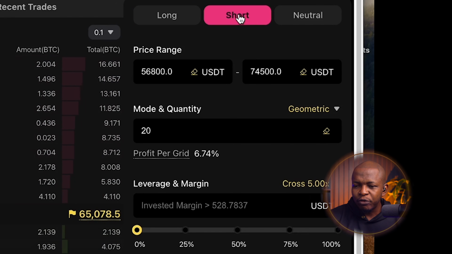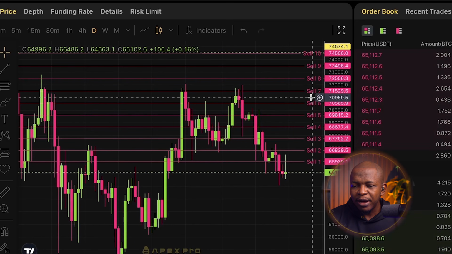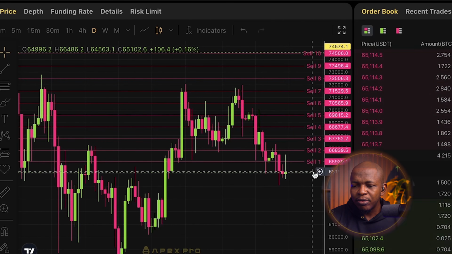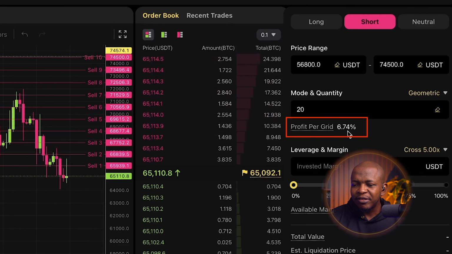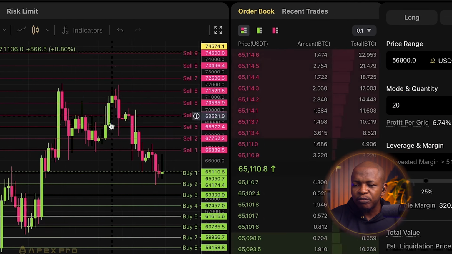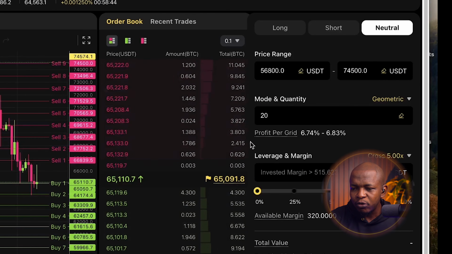Then we'll have shorts. If you want to trade only shorts, as the market goes up, it sells, and when the market starts coming down, it buys back as soon as it makes 6.74% profit. Then we'll have neutral. Neutral does both of them. So I'm going to leave this in neutral for the rest of this. So we have neutral, we have geometric.